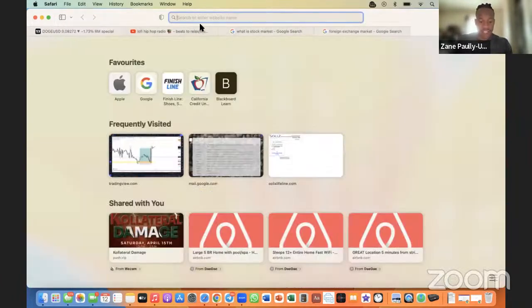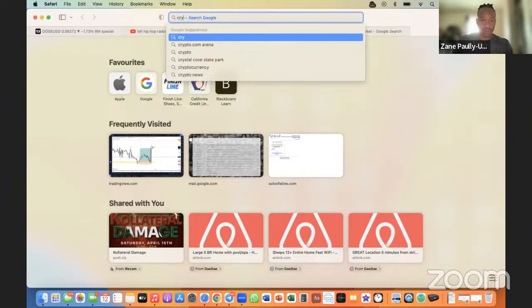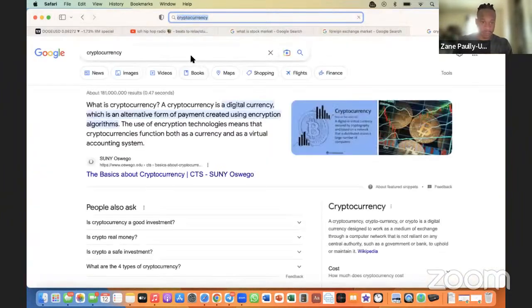Now, the last market is the cryptocurrency market. What is cryptocurrency? A cryptocurrency is a digital currency, which is an alternative form of payment created using encryption algorithms. The use of encryption technology means that cryptocurrencies function both as a currency and as a vital accounting system.